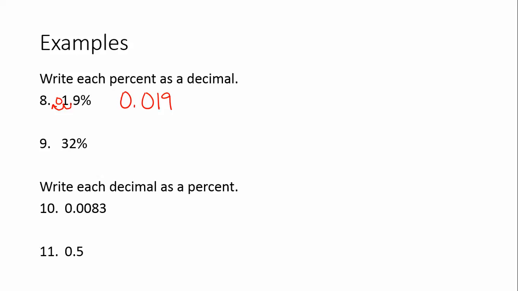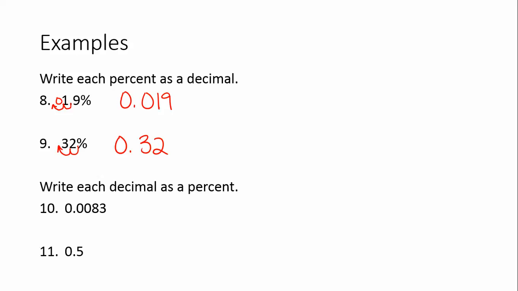Number 9, we have 32%. Remember the decimal is back here behind the number, so we move it 2 places to the left, and we get 0.32, or 32 hundredths. Remember, I do want you to write that leading 0.